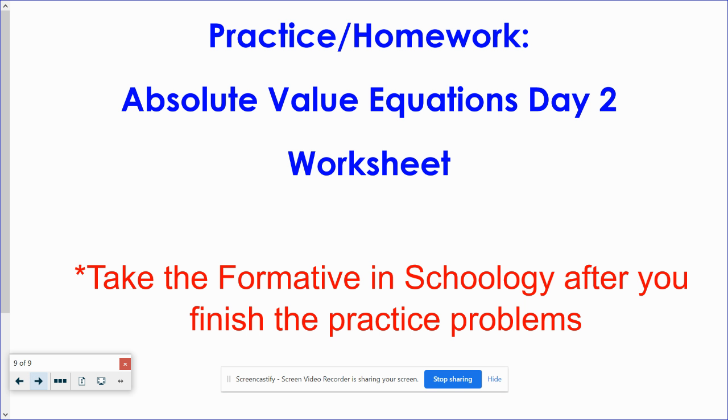So today's assignment that you're going to work on for practice is the absolute value equations day 2 worksheet. Be really careful on that. Make sure you're writing 2 equations. Make sure you're solving both equations. Please don't try to take a shortcut and just write one equation and then go back and change just a sign. People make too many mistakes that way.